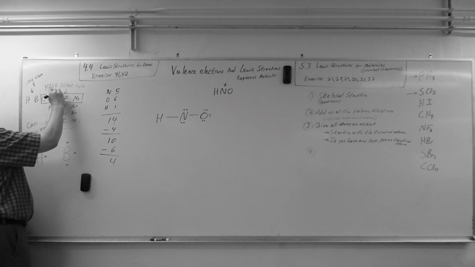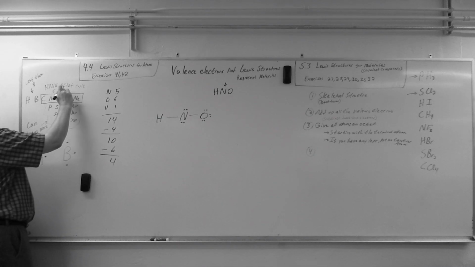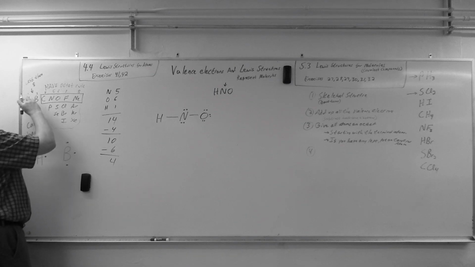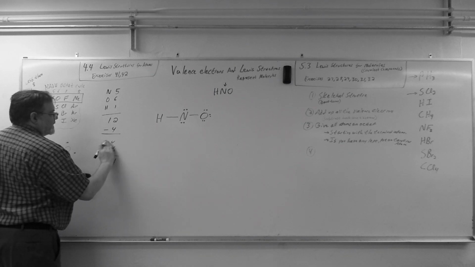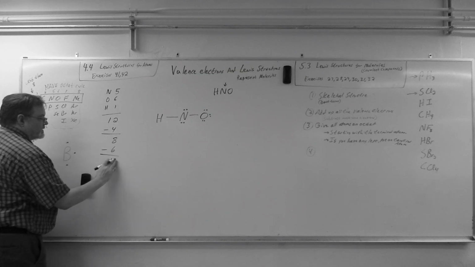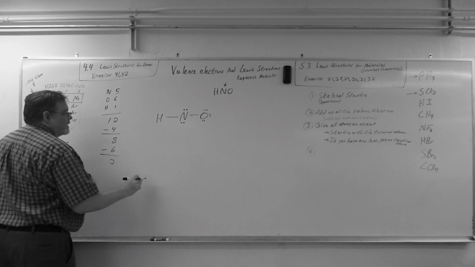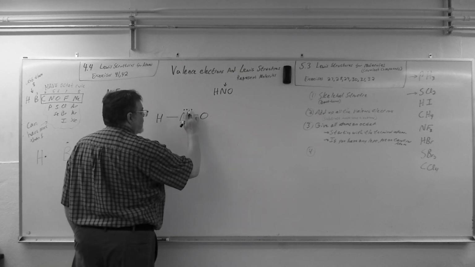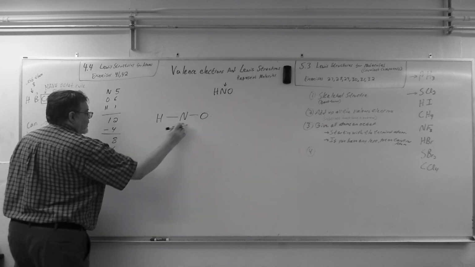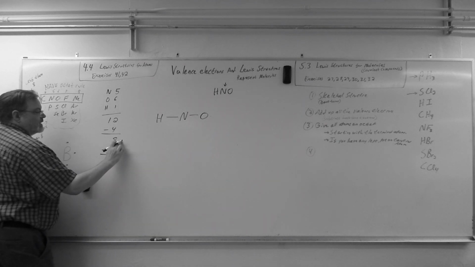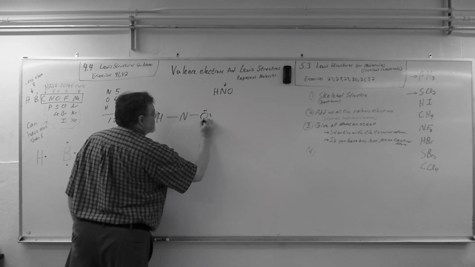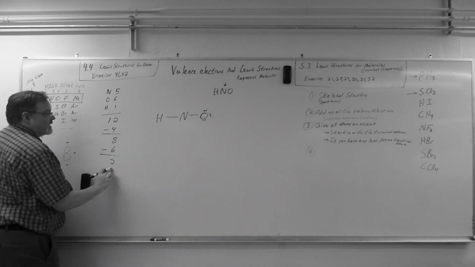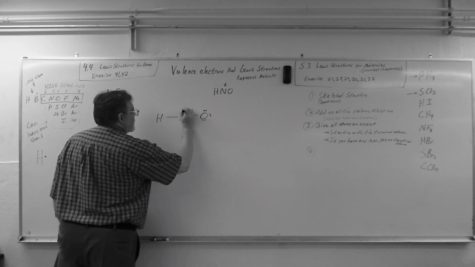Nitrogen has 5, oxygen has 6. I better write these up here because I'm going to mess up. Hydrogen has 1. Okay, so this was 12, minus 4 is 8. 8 minus 6 is 2. So I subtracted 4, that got me 8. And then I went 2, 4, 6. Subtract 6, I have 2 left. I put those 2 there.